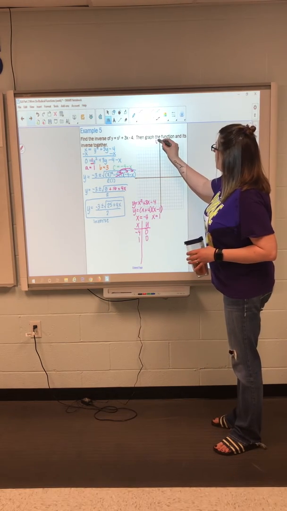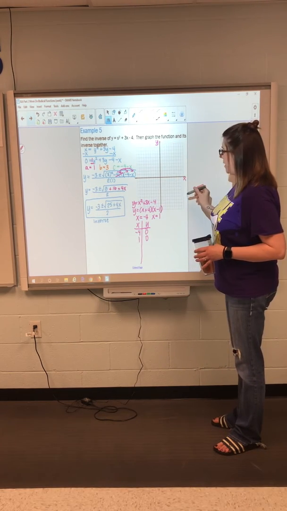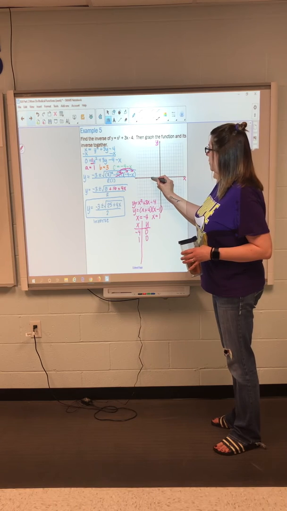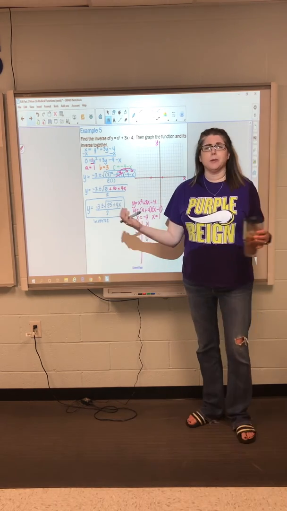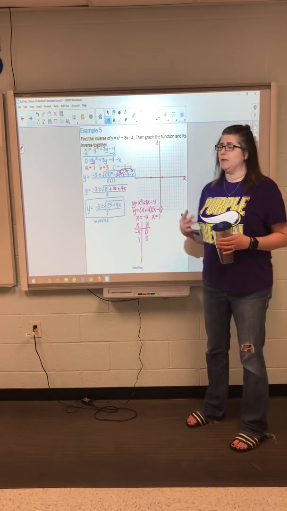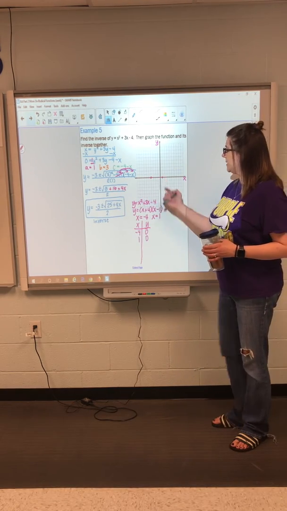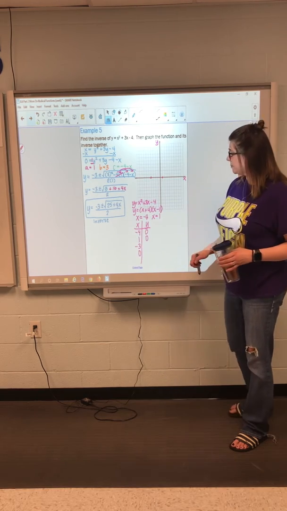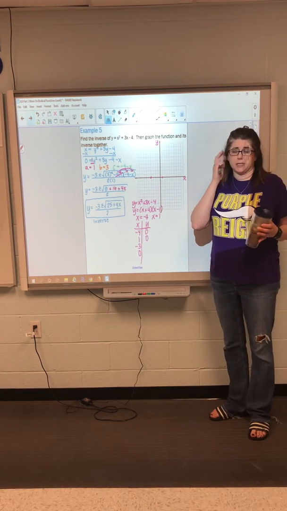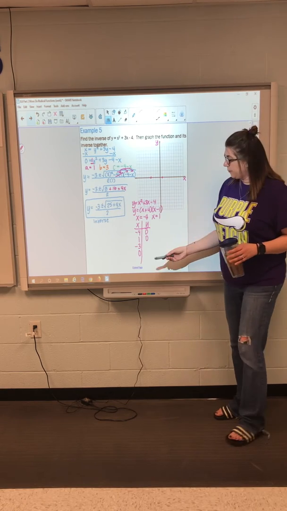So let me go ahead and label my axes. I'm going to actually plot those points as well. So I have negative 4, 0, and I have positive 1, 0. And I'm going to plug some numbers in between those two. So I was at negative 4 and positive 1. I'm going to plug in a negative 3 and a 0. And I'm going to go to the factored form because I just find it easier that way. So follow along with me.